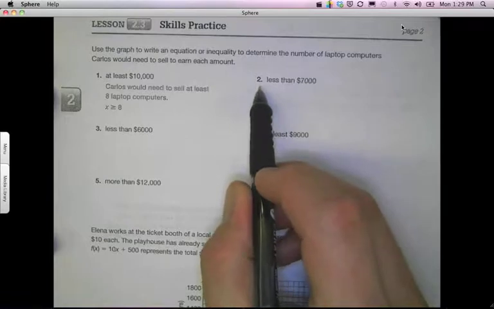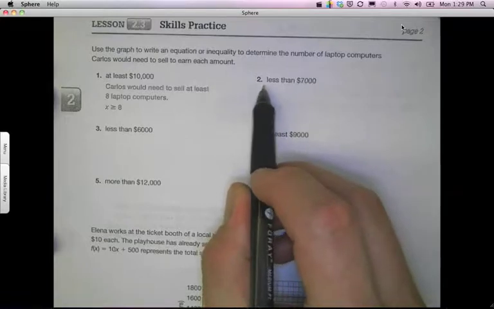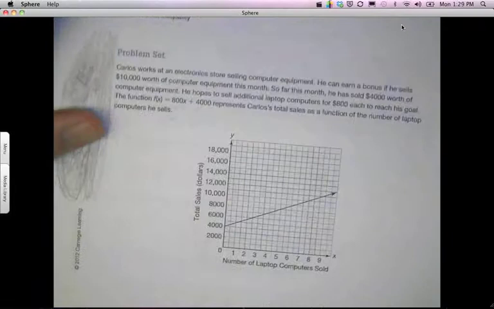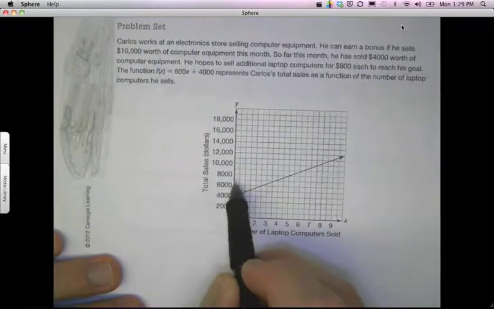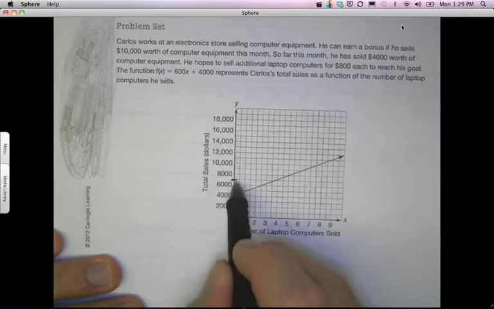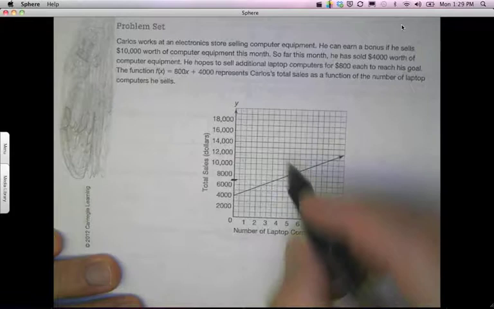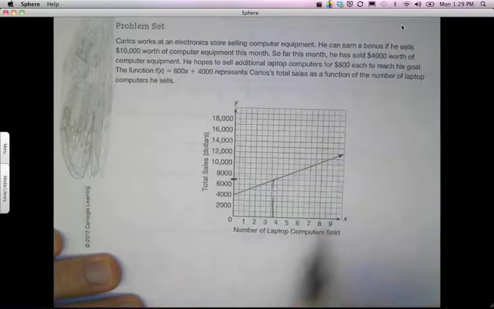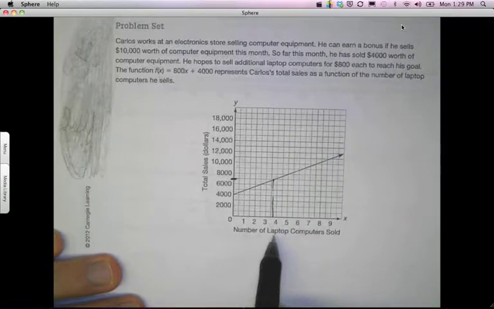If Carlos wants to make less than $7,000, you've got to go back and use the graph from before. So remember, I needed to look for less than $7,000, which each line here is $1,000, so 7,000 is going to be right on this line here. And if I follow that line all the way across to my graph, it hits the point right about here, which comes down here in between 3 and 4 laptop computers. So remember that. It's about 3.6 or so, 3.7.